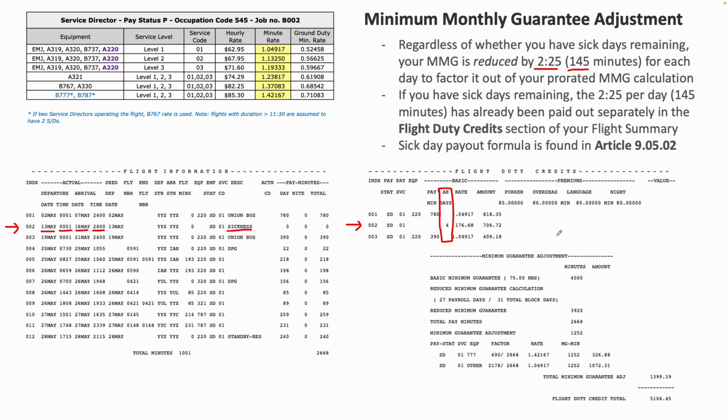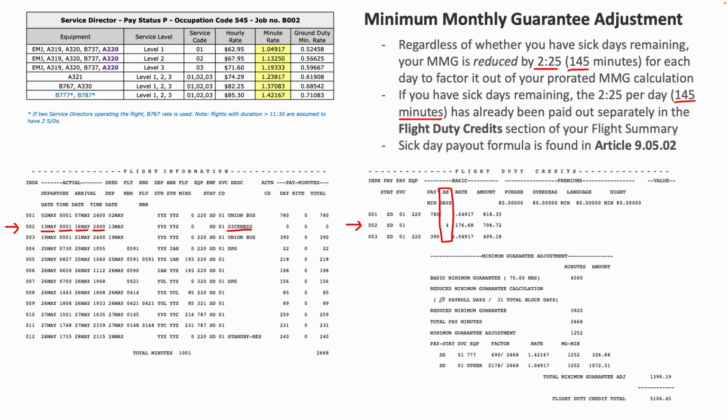So the solution that's been come up with at Pay is to take out any time that you are sick in units of minutes. So that would be 145 minutes as far as each day that you were off of payroll. And then still using the original unit of calculation, that would be days, to determine what you are paid for those sick days. So as long as you have sick days, you're still going to be paid for your time off payroll sick, but it won't be a part of your MMG calculation.